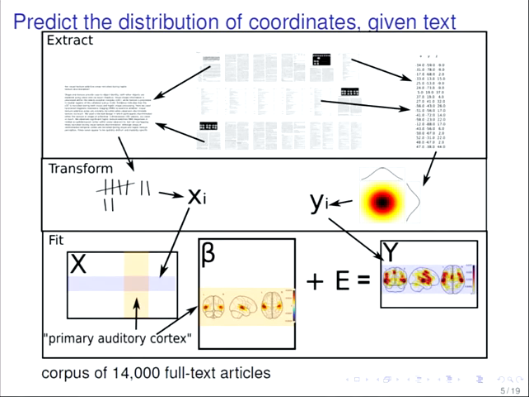So we have collected around 14,000 full-text journal articles. From each of these, we extract the coordinates, then convolve them with some kernel, which can be a Gaussian kernel or the regions of an atlas. And like this, we obtain a brain map that we associate with the study. And then we also extract the text, vectorize it, for example, by counting word frequencies, and this gives us a row in our feature matrix. And then we simply fit a linear regression to predict the brain map given the vector representation of the text.